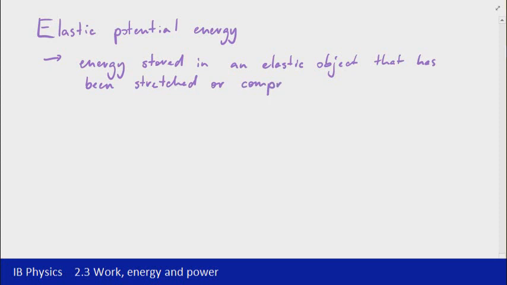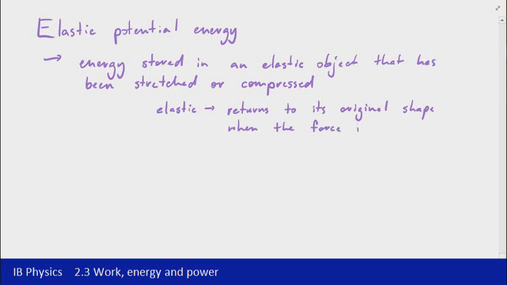There are two words here that we need to be familiar with, just to identify the difference between them. The first being elastic. What we mean by an object being elastic is that it returns to its original shape when the force that is applied to it is removed. So if you stretch something and you remove that force, then it will return to its original shape.